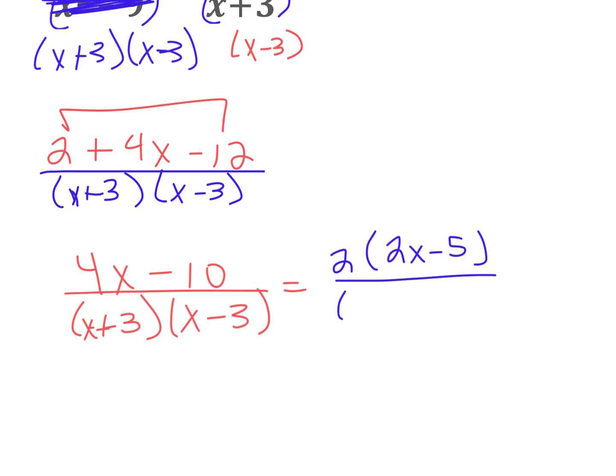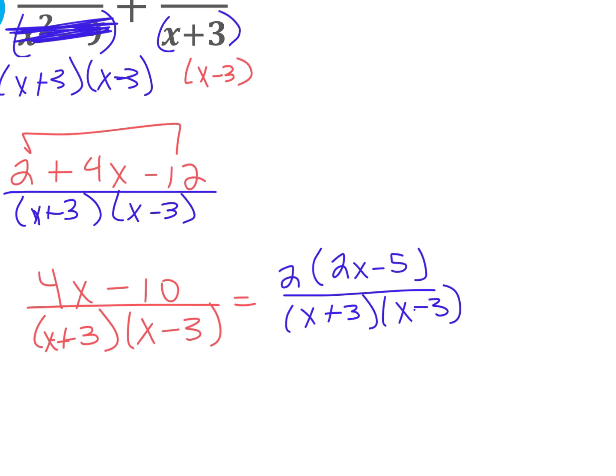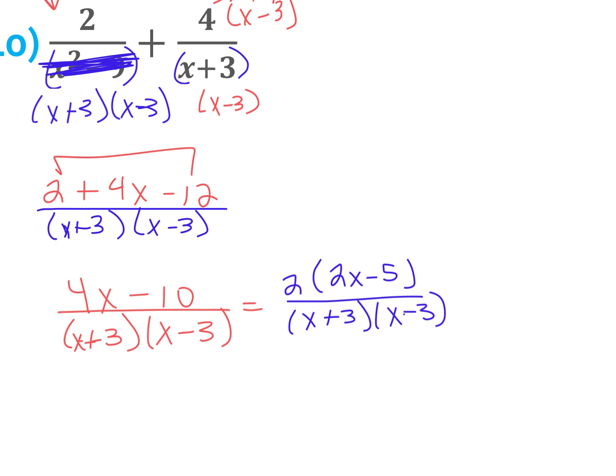And then on the bottom, I have x plus 3 and x minus 3. And we need to look to see, are there any parentheses that are exactly the same on the top and bottom that I can cancel out? And there's not, but there you go. That's your most simplified form.